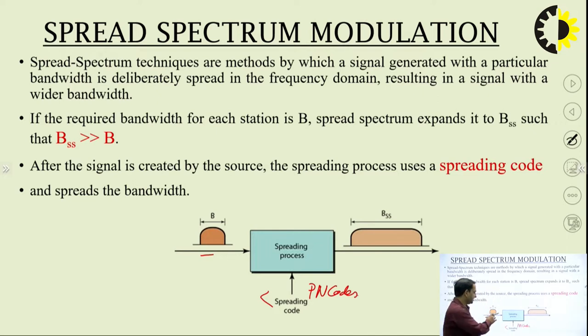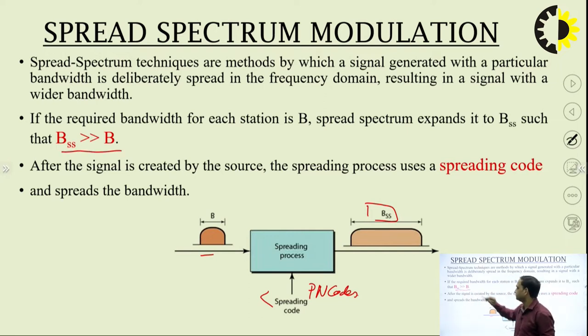So we multiply this PN code with the message signal, or the bit of the message signal, and the bandwidth of the original message signal is now spread out. This is the output of the spreading process. This one is B_SS, and this B_SS must be greater than the bandwidth B of the original message signal. So after the signal is created by the source, a spreading process occurs through the spreading code, and it spreads the bandwidth of the message signal. This is the overall picture of spread spectrum modulation.